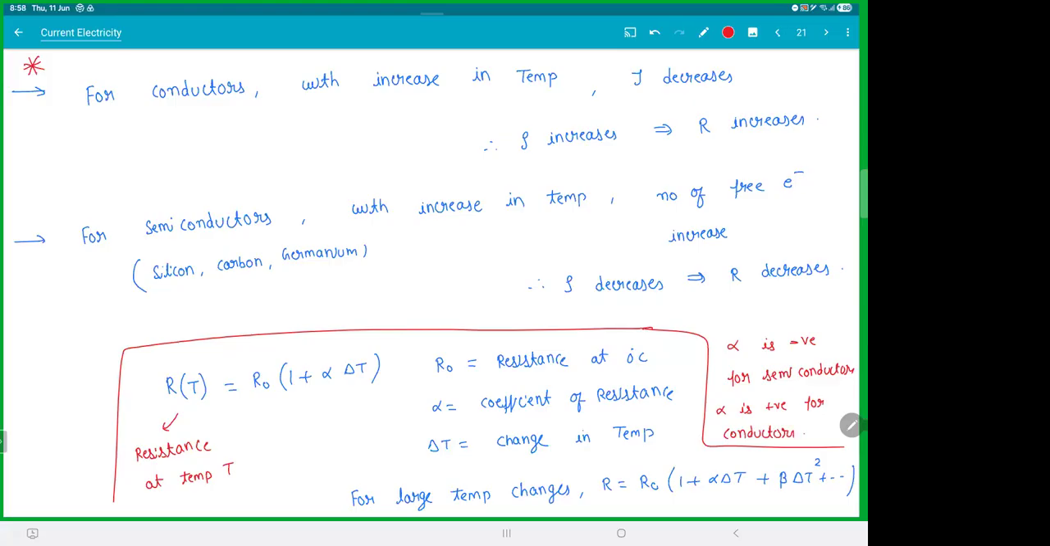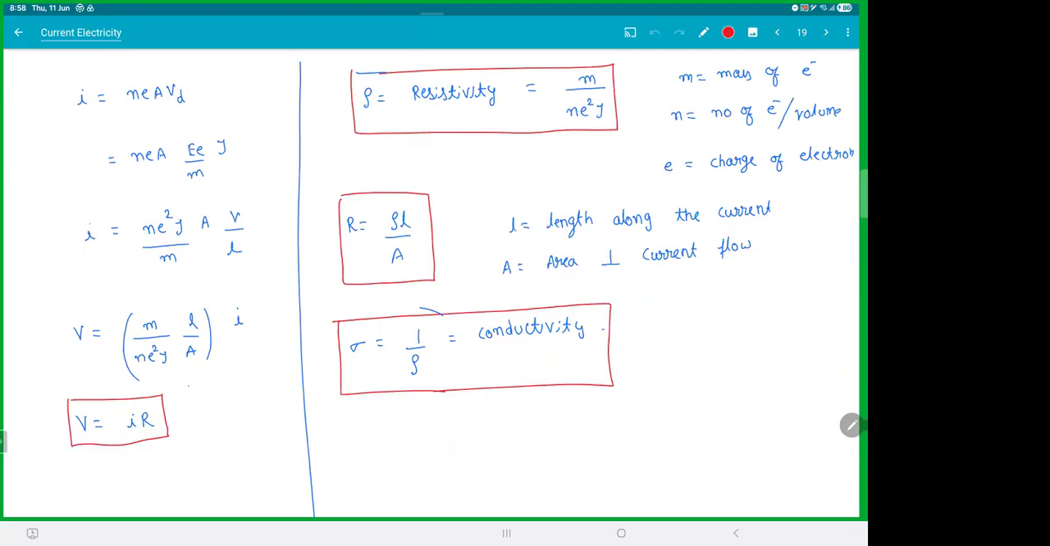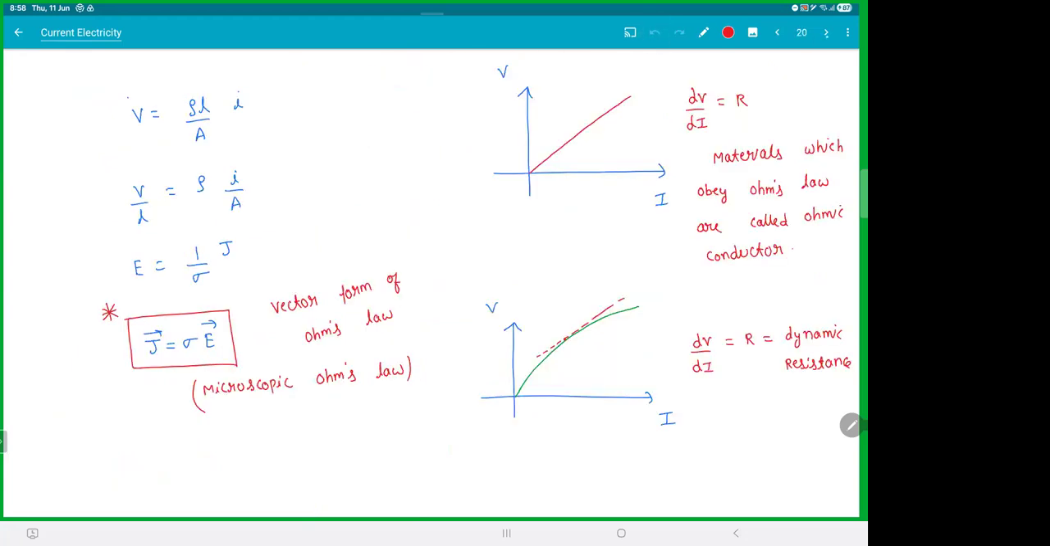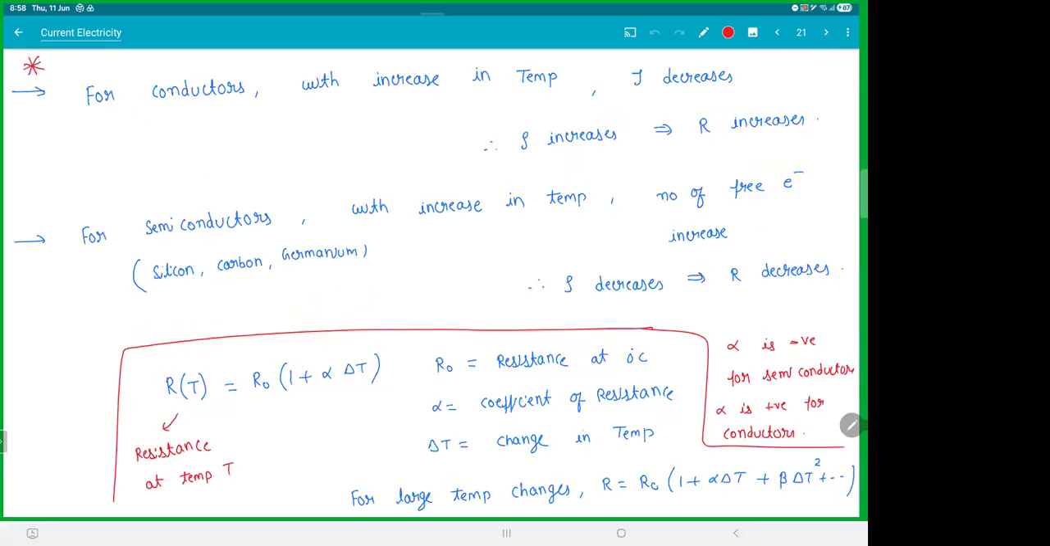So how many formulas do we have? V is equal to IR, R is equal to rho L by A. These are the main ones. Rho, like I said, if you can remember, great. If you can't remember, that's also fine. J is equal to sigma E. This is the third one, and R is equal to R naught into 1 plus alpha delta T. These are the four main ones.